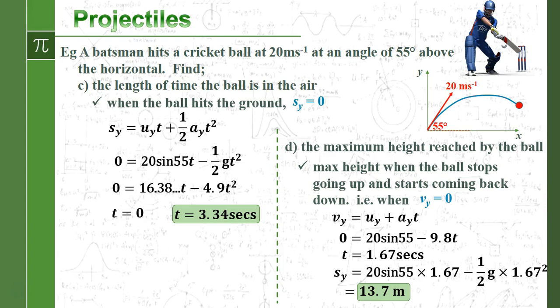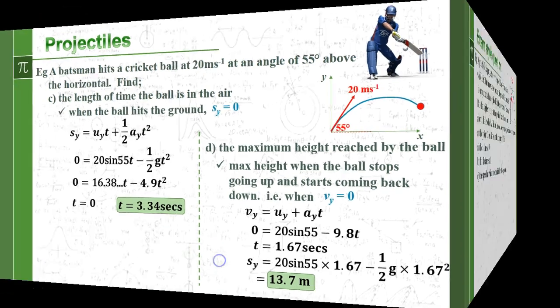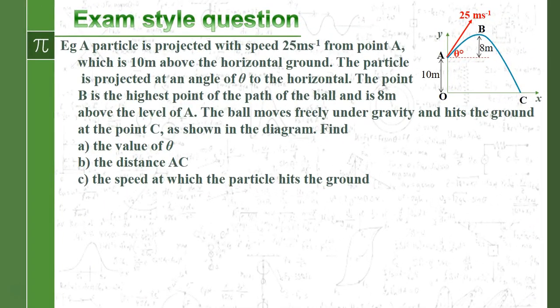Let's now move on and have a look at something that's got a few more bits and pieces in it, just to make life a little bit more tricky, something more similar to what you might get in the exam. So what we've got here: a particle projected with a speed of 25 meters per second from a point that's 10 meters above the ground, and we're given some information about the highest point, B, which is 8 meters above the point of projection, and we've got a whole bunch of questions to solve.